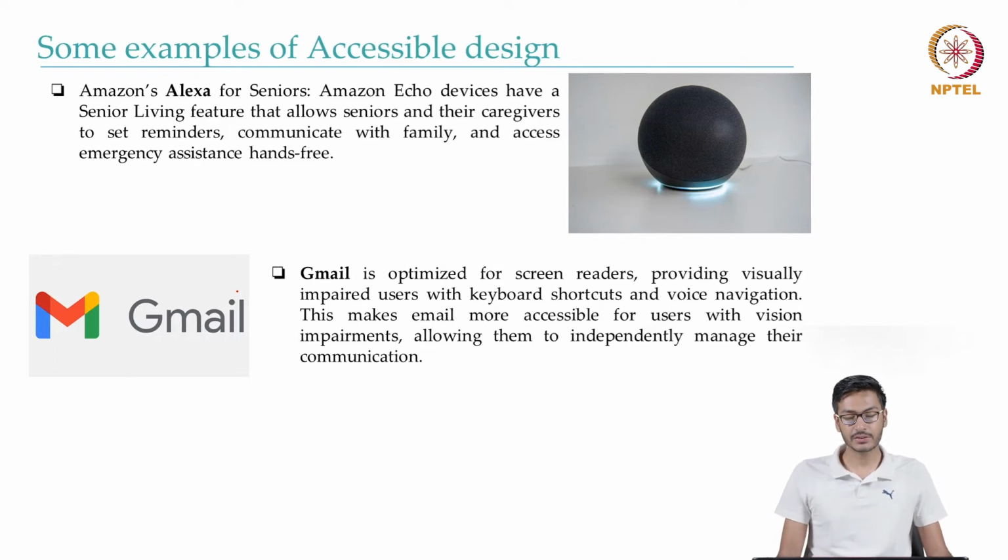Amazon's Alexa for seniors is another one such example. Amazon Echo devices have a senior living feature that allows seniors and their caregivers to set reminders, communicate with family, and access emergency assistance hands free, thus improving the user experience overall. Gmail is also one such example of accessible design where it is optimized for screen readers, providing visually impaired users with keyboard shortcuts as well as voice navigation. This makes Gmail more accessible for users with vision impairments, allowing them to independently manage their own communications.